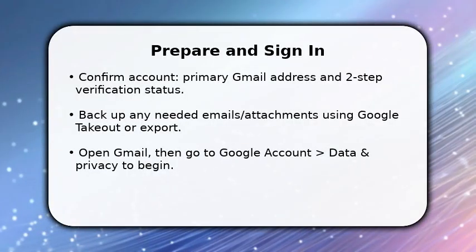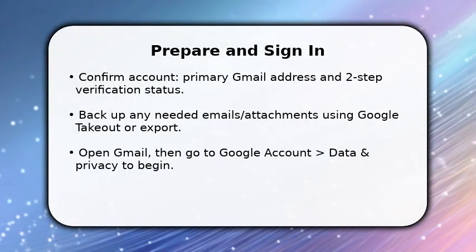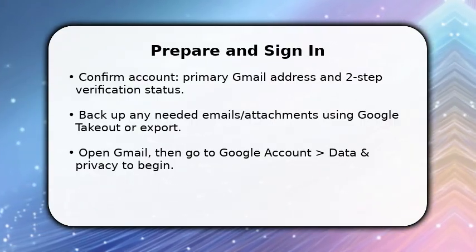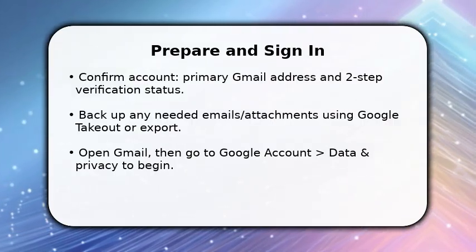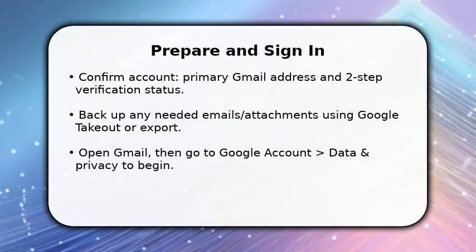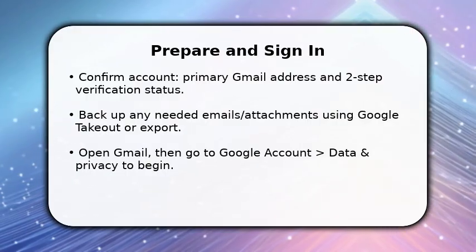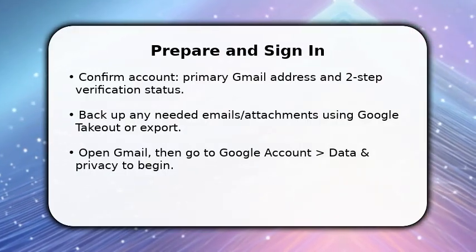You start by signing into the Google account that holds the backup. Make sure two-step verification is available so you can recover access if needed. Once signed in, pause to export any data you might need later. Use Google Takeout for labels, attachments, and settings. Make sure to pick the right account and file type.